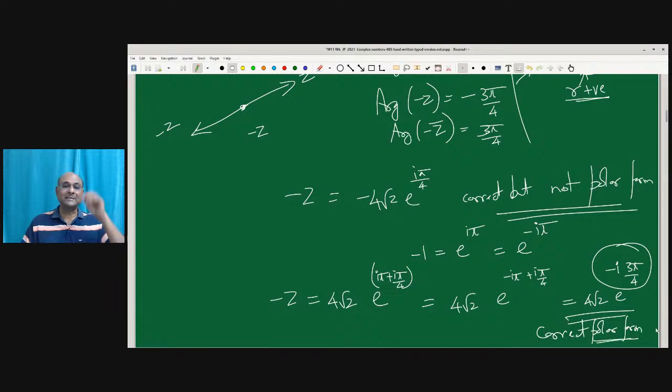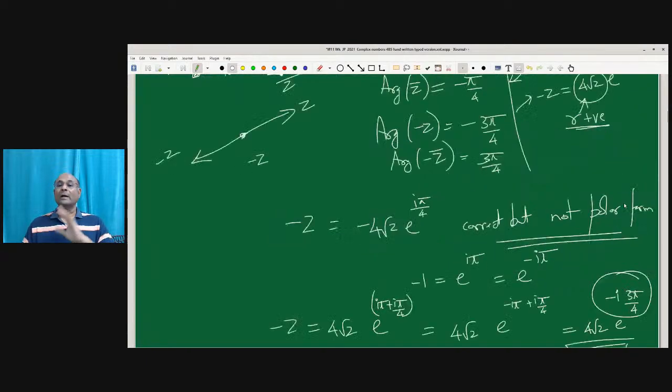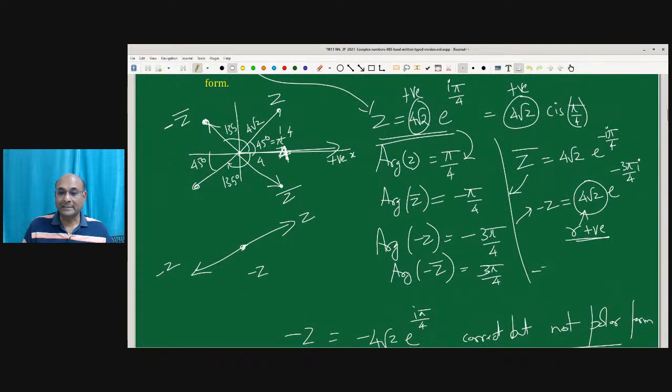Polar form is always r cis theta. Theta can have a negative value, it can have a positive value, it can be greater than pi by 2. You can do all that. But the r cannot be negative. Keep that in mind. Minus Z conjugate, the angle is this.